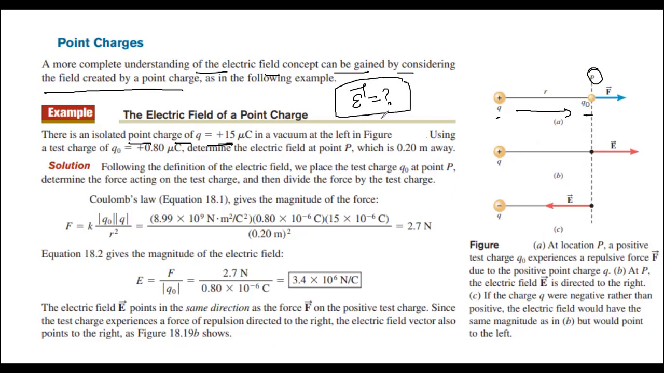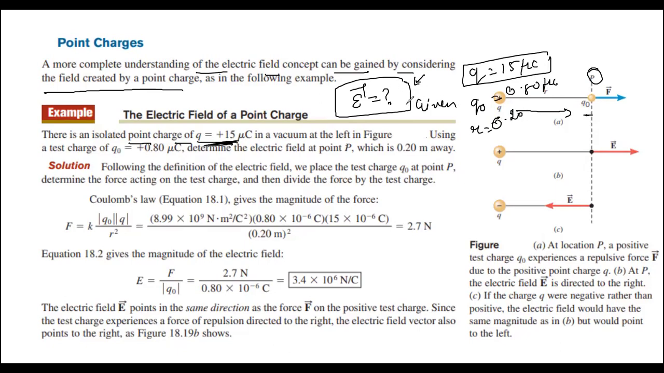I like to write what piece of information I'm looking for, and then what piece of information is given. So this is what is missing. And then given is the Q value, 15 microcoulombs. I'm also given the Q naught value, which is 0.80 microcoulombs. And I'm also given R. R is 0.20.